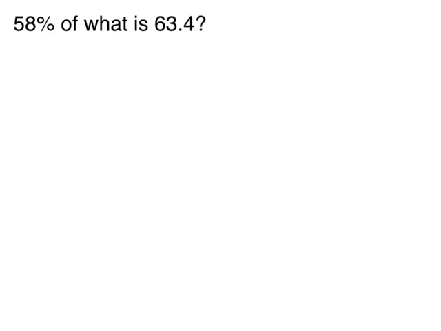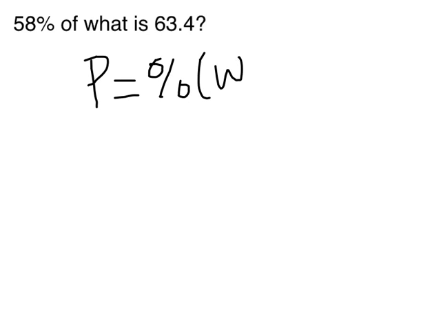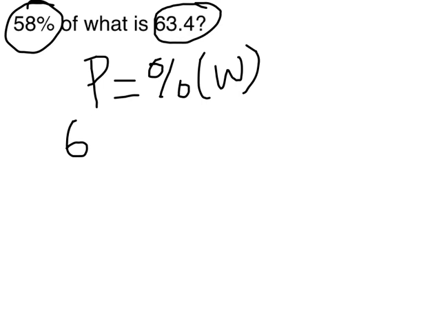Let's do another one. All right, 58% of what is 63.4? So again, I'm going to go back to my equation. Part equals percent times the whole. Now, let's figure out what's the missing piece here. Obviously, we have the percent, and it says 58% of what number is 63.4, which means that 63.4 is only 58% of some number. So I know that 63.4 is actually my part.